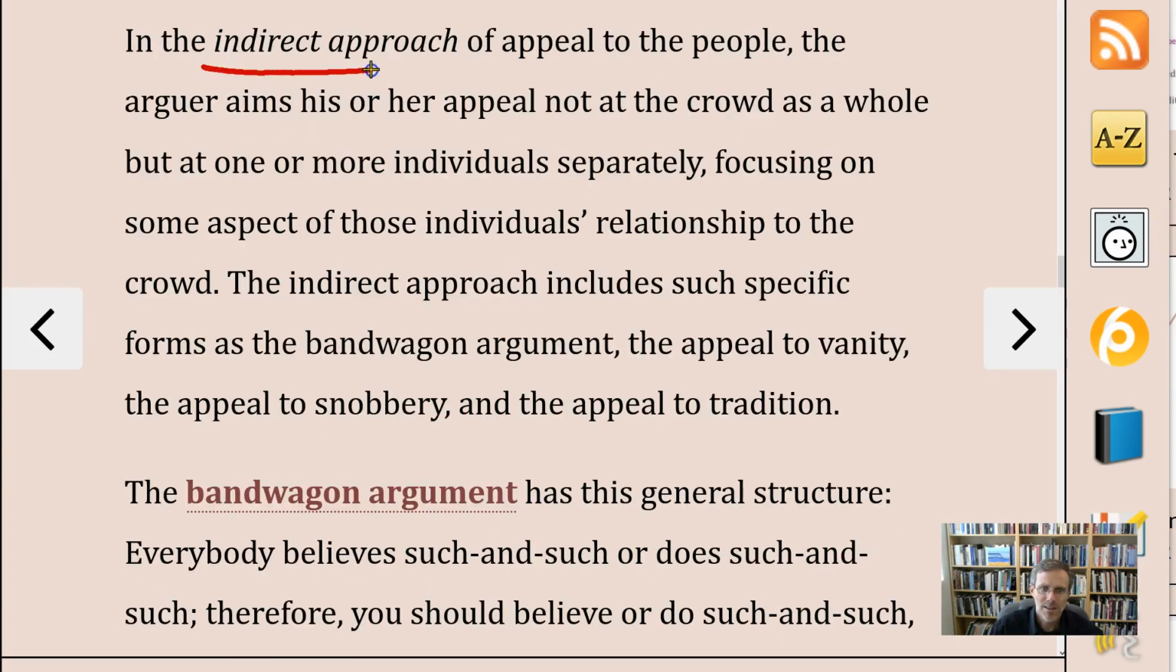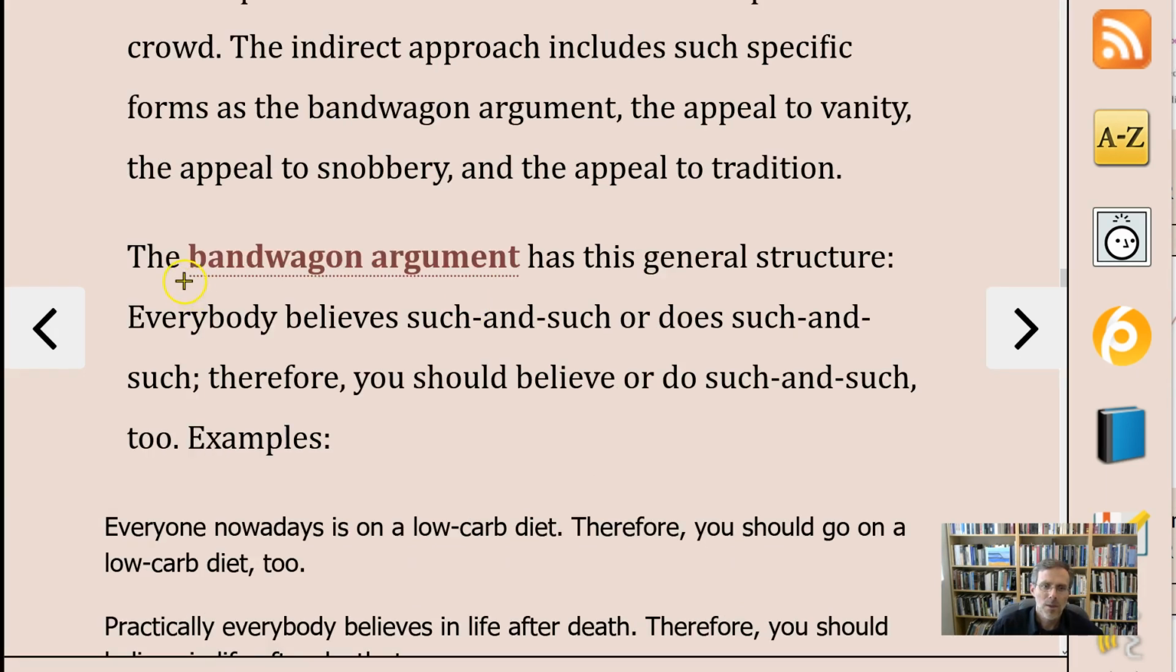An appeal to the people can also be indirect, and Hurley considers an appeal to the people to be indirect just in case it's not the crowd as a whole that's being appealed to, but it's just one or more individuals separately within that crowd, and it's their relationship to the crowd that's being emphasized. So appealing to individuals within the crowd or a group of individuals to say, this is how you relate to the community as a whole or to the group as a whole, that is what Hurley considers to be an indirect approach. One example of this is the bandwagon argument.